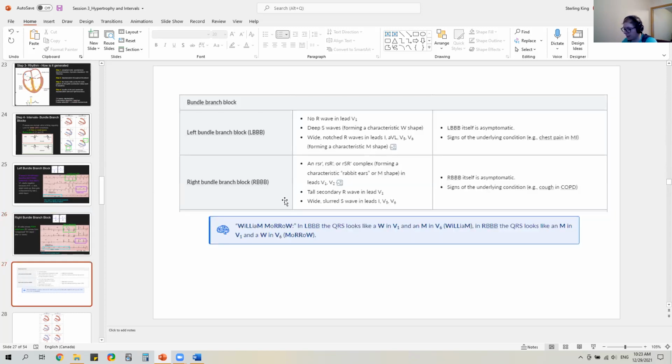This is a summary, and there's a little mnemonic to remember it. It's called William Morrow. In a left bundle branch block, the QRS looks like a W in V1, and an M in V6, which is the mountain peaks. In right bundle branch block, the QRS looks like an M in V1, that's the bunny ears, which is very easy to see, and a W in V6, perhaps easier to see the M.